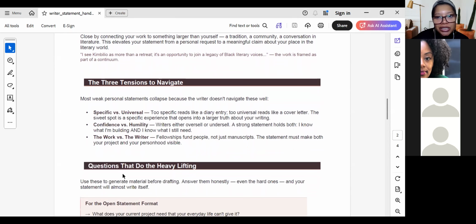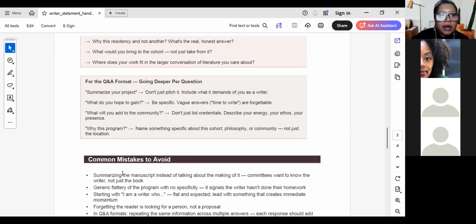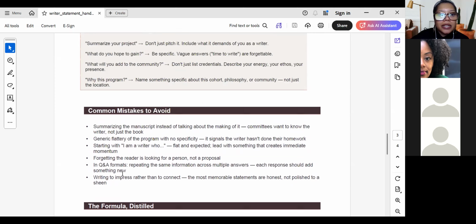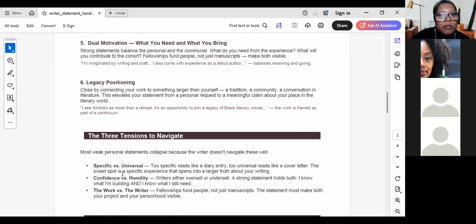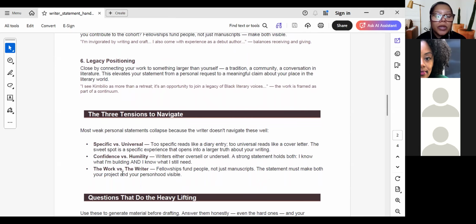Three tensions to navigate, and then I'll let you all go through the questions on your own, but we'll jump to common mistakes, and then we'll do our workshop activity. I wanted to highlight where your personal statement can be weak. And believe me, I've written weak personal statements where I did not get into the fellowship or residency. But being specific versus universal: too specific can read like a diary entry, while too universal can read like a cover letter. The sweet spot is a specific experience that opens up into a larger truth about your writing.